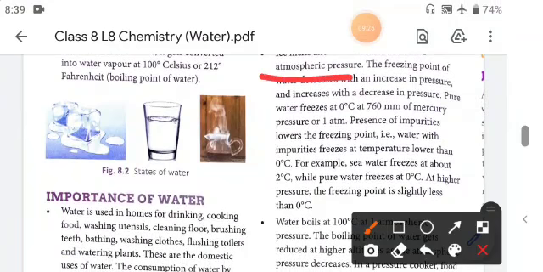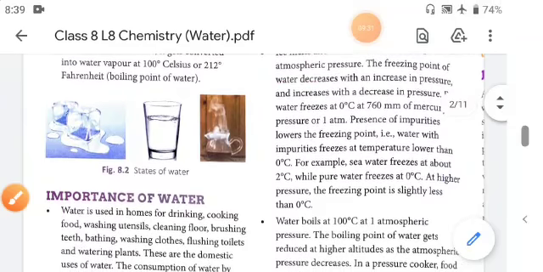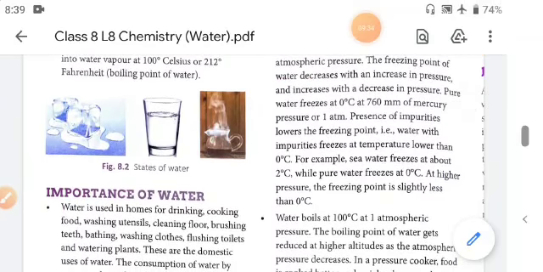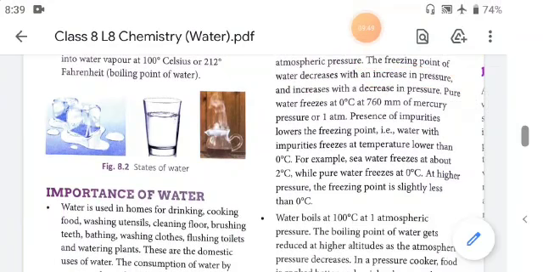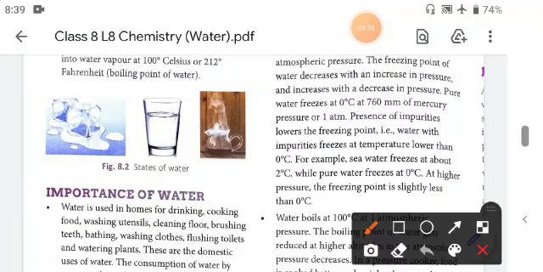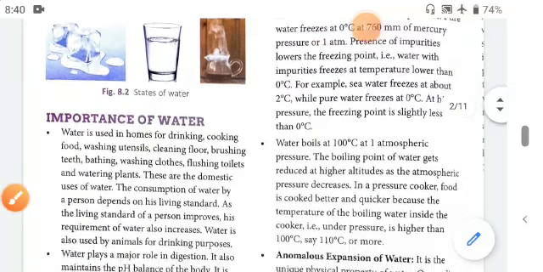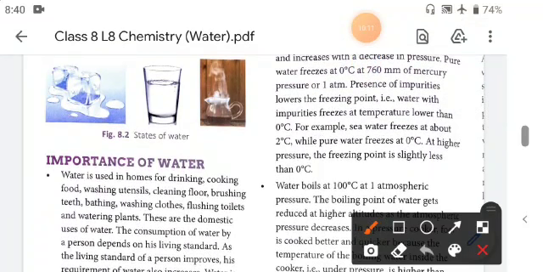Okay, the freezing point of water decreases with an increase in pressure. That means where pressure increases, its freezing point will decrease. Now, pure water freezes at 0 degrees centigrade. At which temperature does pure water freeze? That is 0 degree centigrade at 760 mm of mercury pressure. That is called 1 atmosphere.